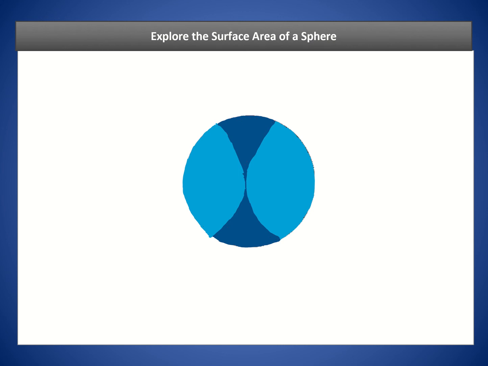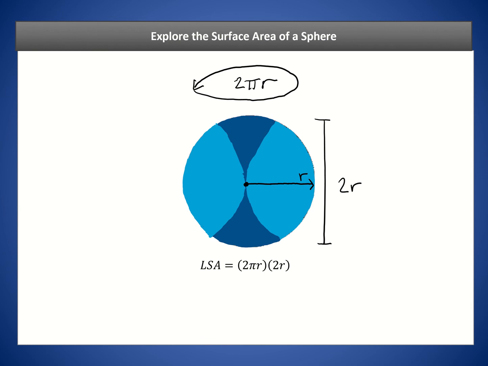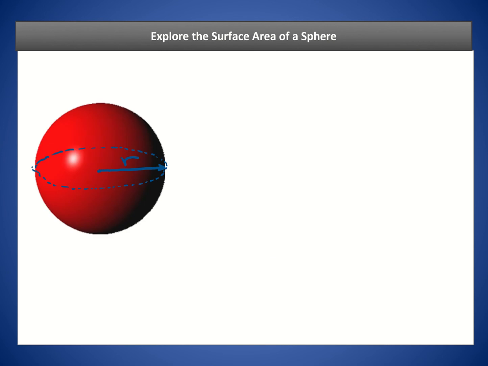So that means that the area of that rectangular piece, remember, was 2 pi r times 2r, which was a total of 4 pi r squared. And since it covers the entire sphere, that must be the surface area of the sphere, and therefore that is our formula. All right, so now we've got the surface area of a sphere.